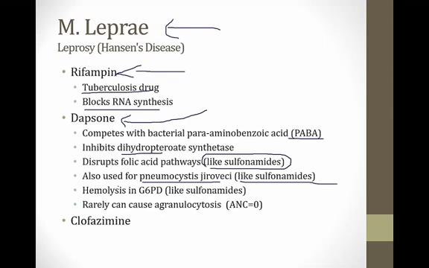Another thing to know about dapsone is that it can trigger hemolysis in G6PD deficient patients, and that is also very similar to sulfonamide. So you can see there's a lot of things you can easily remember about dapsone just by remembering that it works like sulfonamides. And then finally, a unique problem with dapsone, which is very rare, is that it can cause agranulocytosis, and this is where the absolute neutrophil count drops to 0 and people are vulnerable to infections.